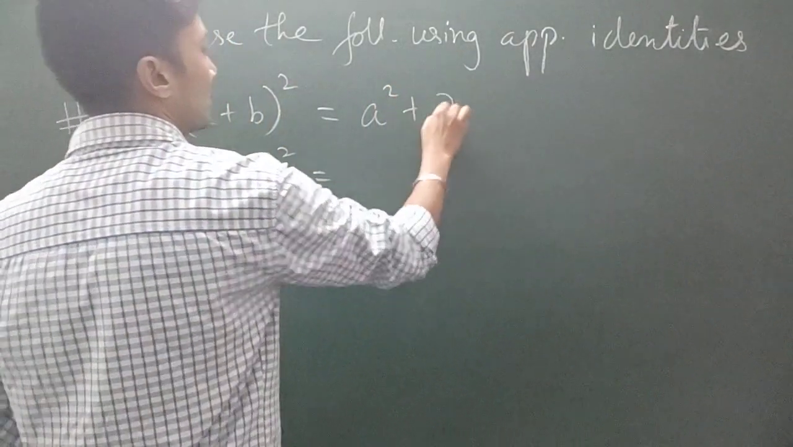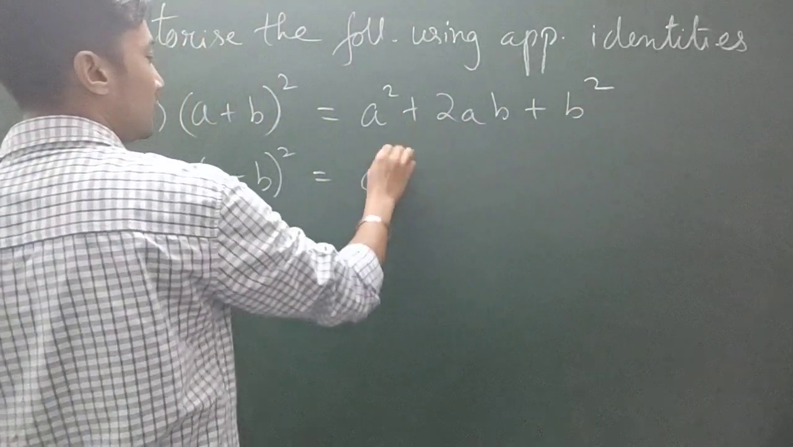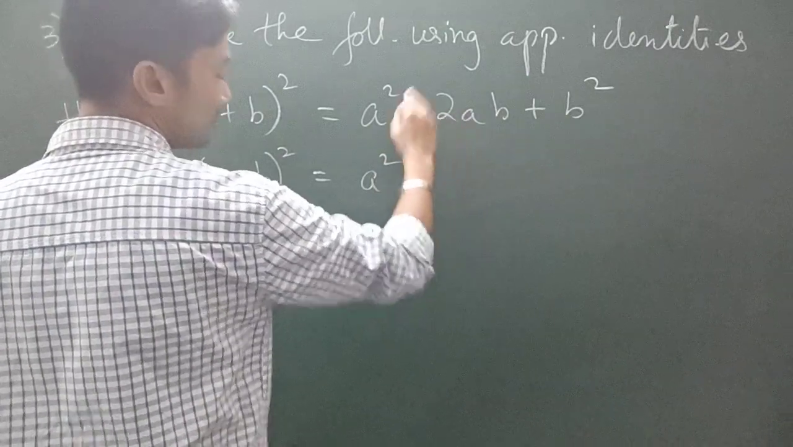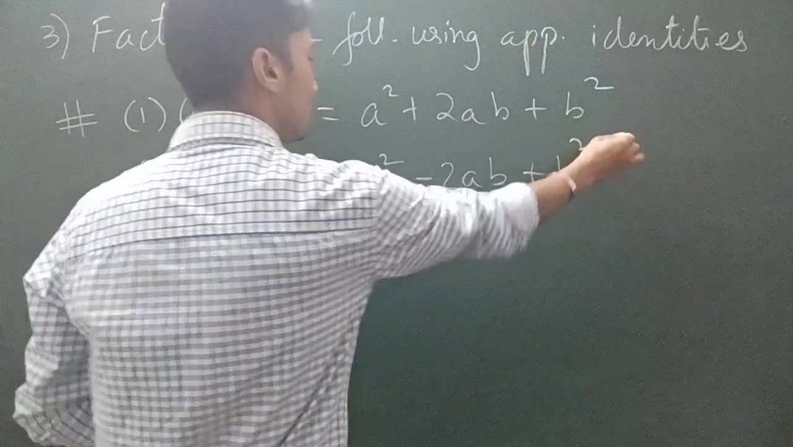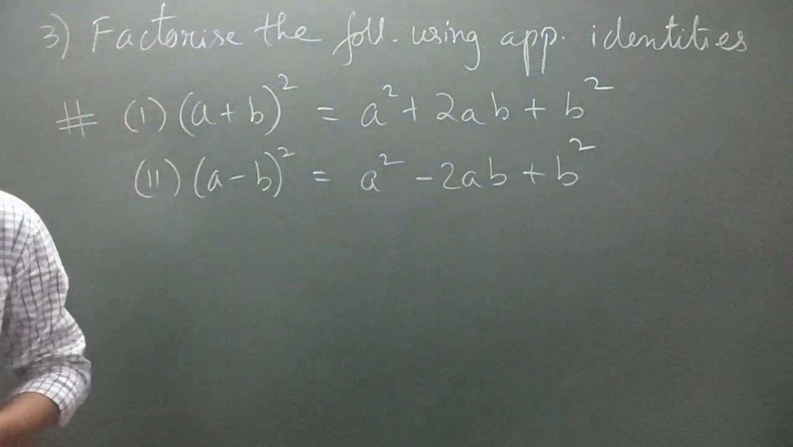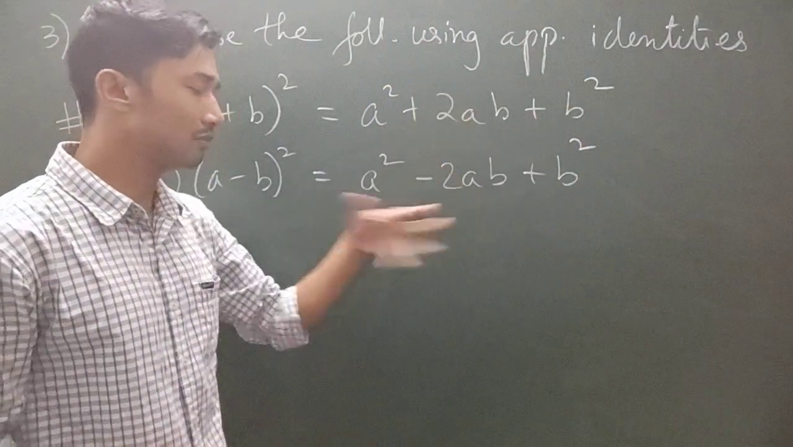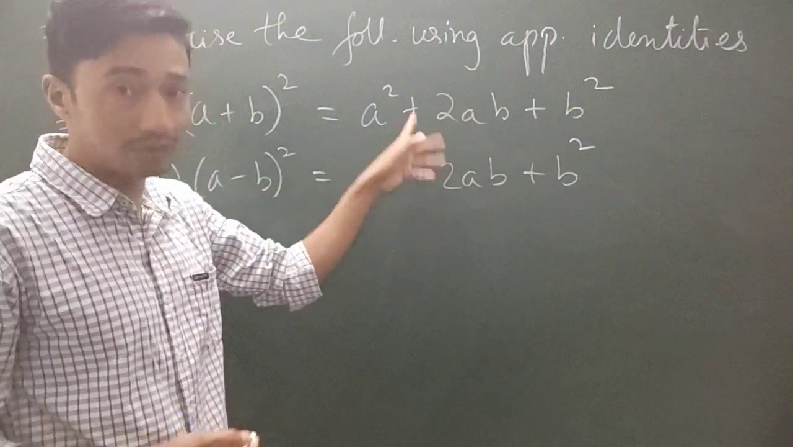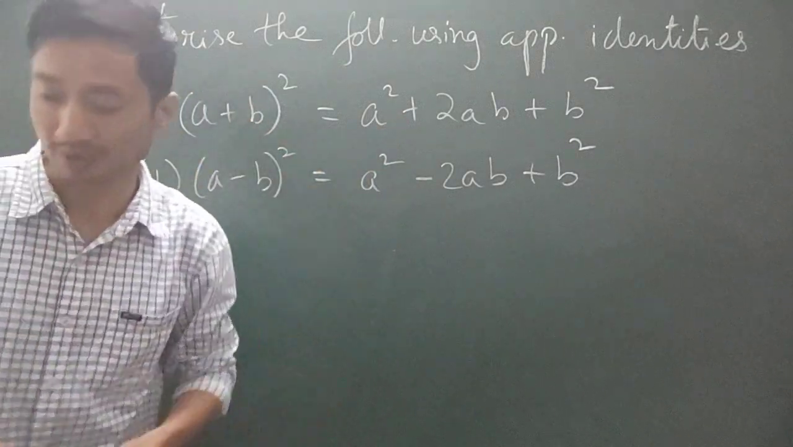So A square plus twice into A into B plus B square, and this one, every term is the same, just the middle 2AB. For plus it's plus, for minus it's minus. The rest of the terms are the same, so it's easy to remember that way also. All the terms are the same, A square plus B square plus twice AB. Here also the same, just for plus it's plus 2AB, for minus it's minus 2AB, only for whole square. That's why it's called the complete square formula.